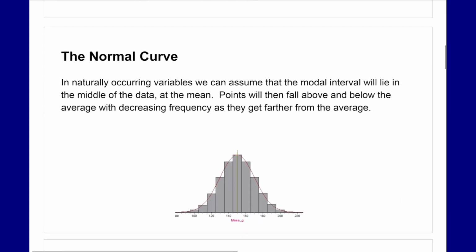In naturally occurring variables, we can assume that the modal interval for a normal curve will lie in the middle of the data at the mean, and then points fall above and below the average with decreasing frequency as they get farther from the average. So you see an example here. Most of the data is in our modal interval here, and then there's fewer and fewer data points as we get further and further away from the mean, which is in the middle.